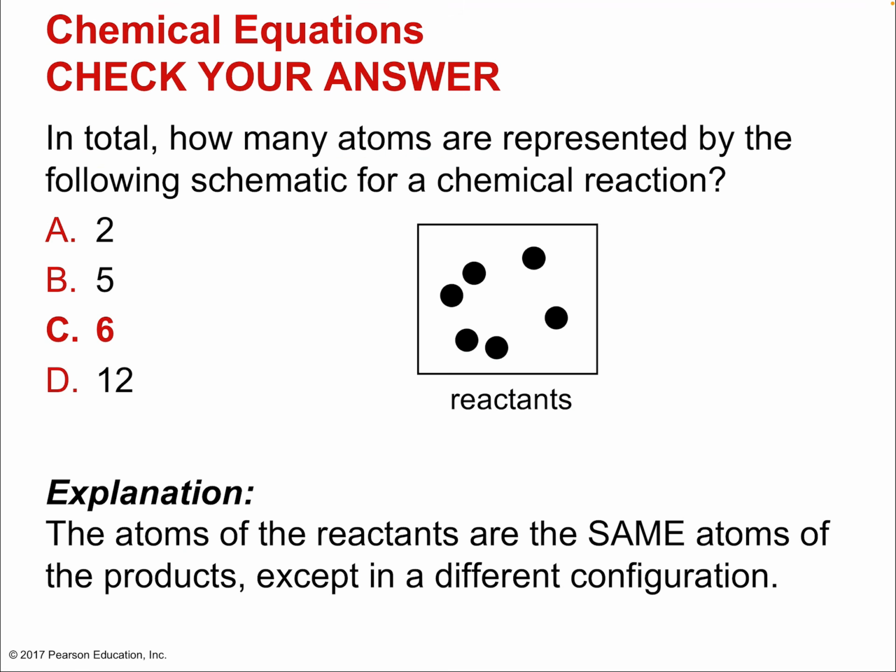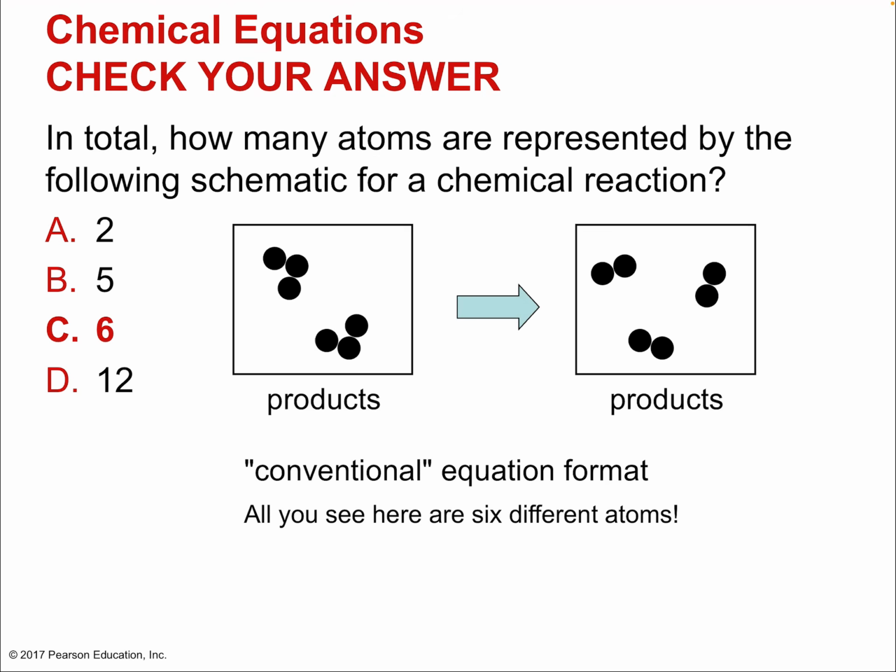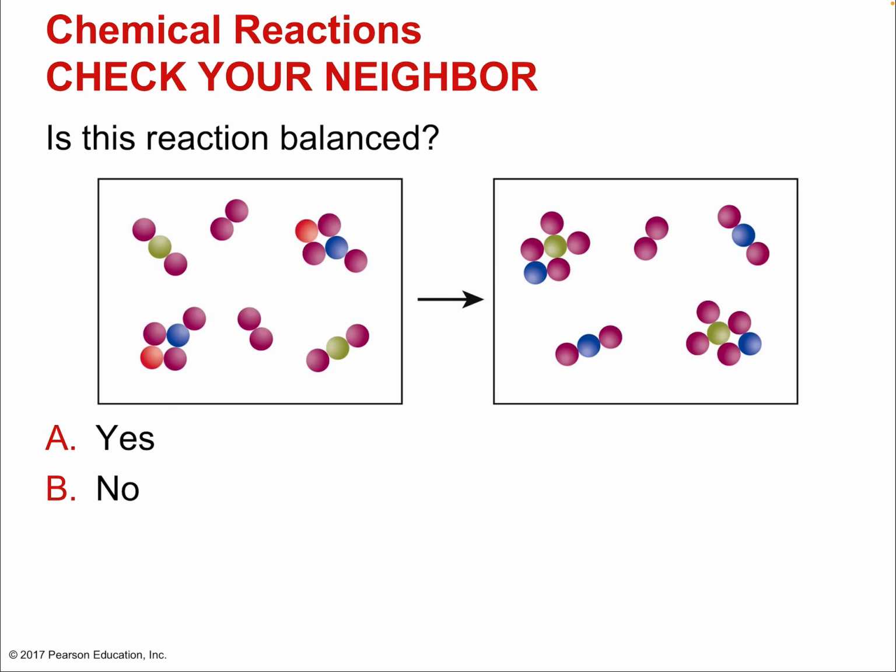Our atoms are splitting up from their original configuration. We have them then moving off, actually changing their spatial configuration. They will always move relative to each other. And now they're regrouping to form these diatomic molecules instead of the original triatomic molecules, instead of the original groups of 3. And now we're done. That's what would have happened in this chemical reaction, a balanced chemical reaction, because the number of atoms before and after are equal. So in the conventional equation format, it would look like this, and all you see here are 6 different atoms.